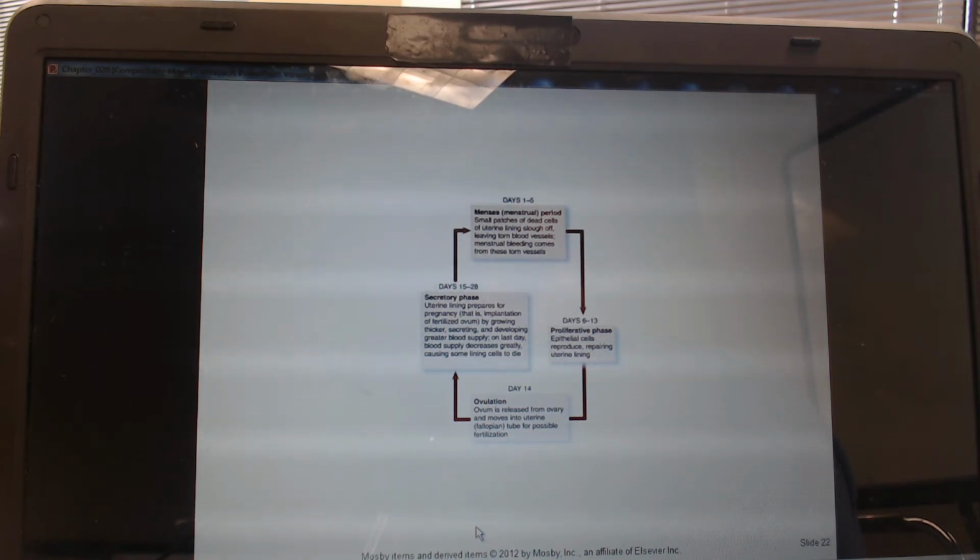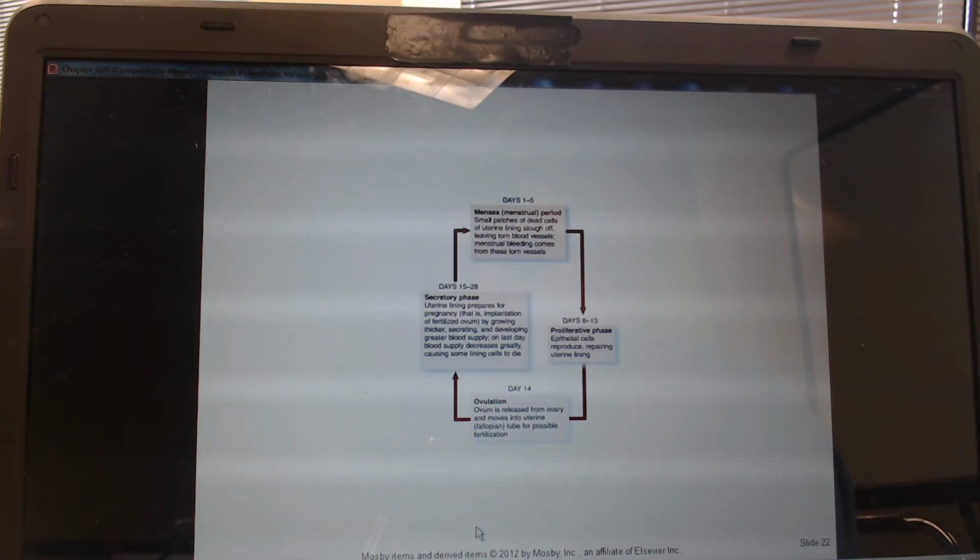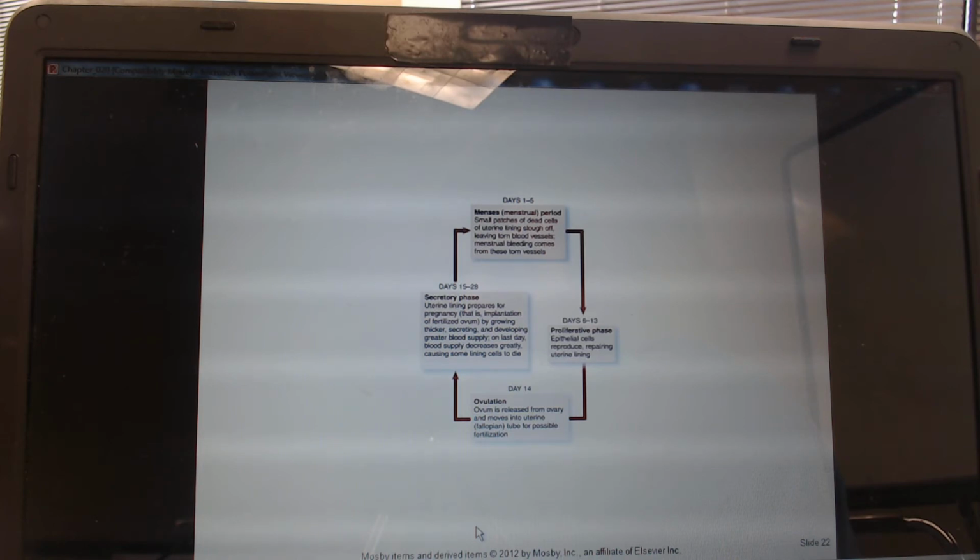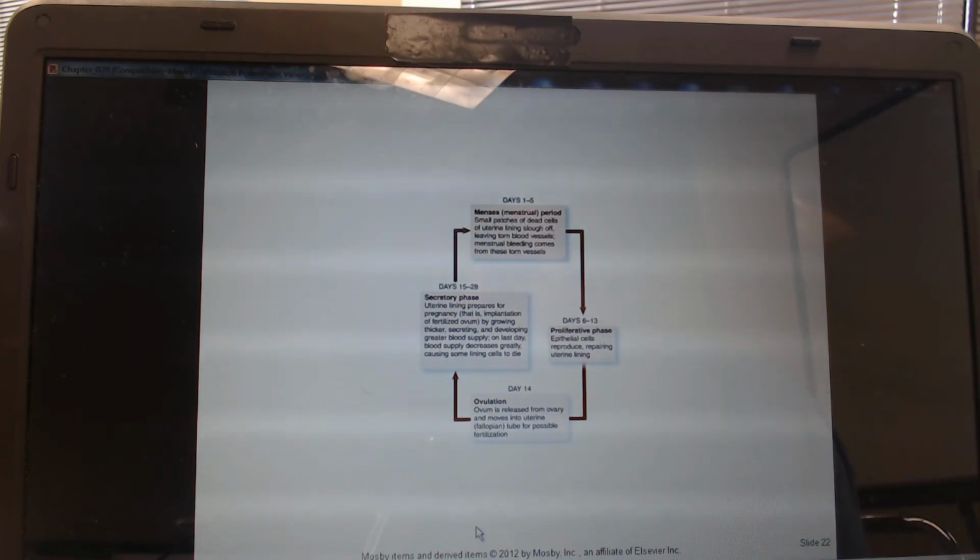And then finally, days 15 through 28 are the secretory phase, and the uterine lining prepares for pregnancy, that is, implantation of the fertilized ovum, by growing thicker, secreting and developing greater blood supply. On the last day, the blood supply decreases greatly, causing some cells to die, and then ultimately that leads to the menses, again, days 1 through 5.